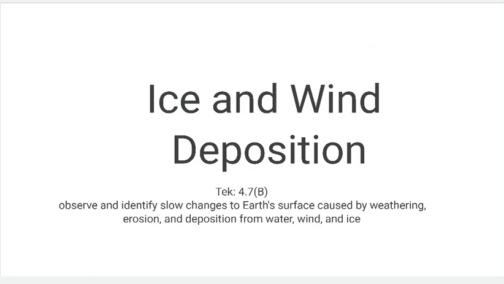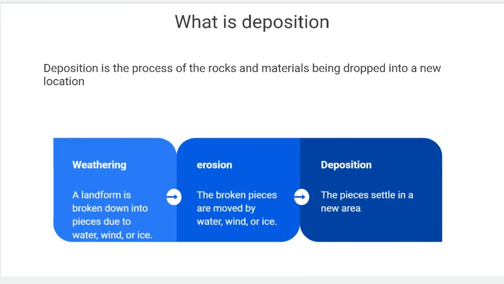In this video, we're going to be talking about ice and wind deposition. Now, before we talk specifically about ice and wind deposition, I first want to talk about deposition as a whole. Over the course of these videos, we've been talking about changes to the surface of the earth, and about three different processes that have occurred over time to change how the earth's surface looks. Those processes are weathering, erosion, and deposition.